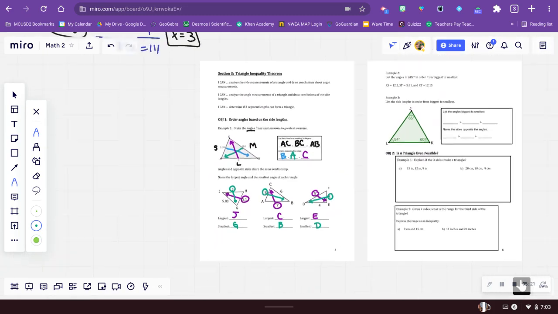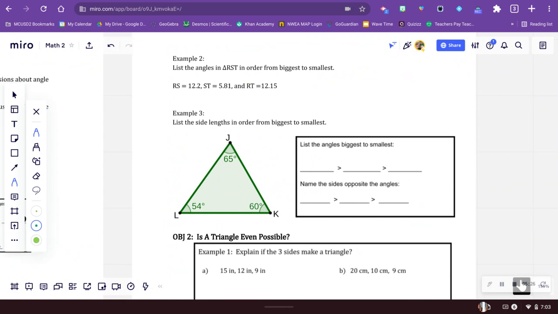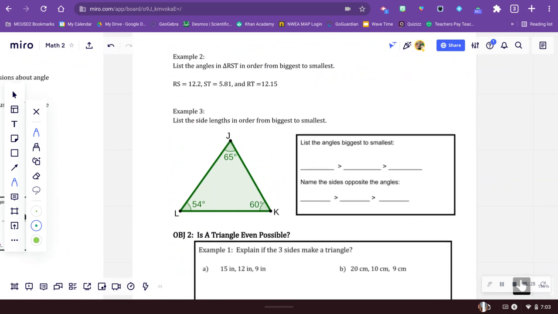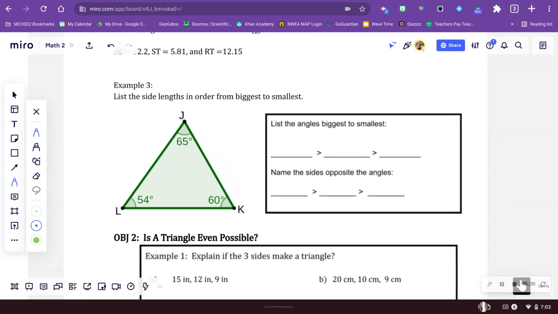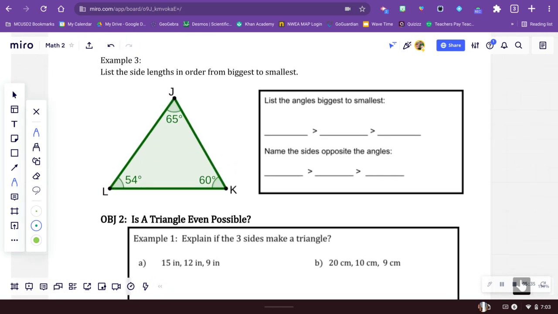All right, we can also go the other way around. So if we know the angles, look here at example 3, it says list the side lengths in order from biggest to smallest. So notice this is just the opposite. We're given the angle measures and we need to order the sides. But same idea. Find the smallest one. Oh wait, nope, we're going to start with biggest because it says biggest to smallest. Okay, we're going to find the biggest one.